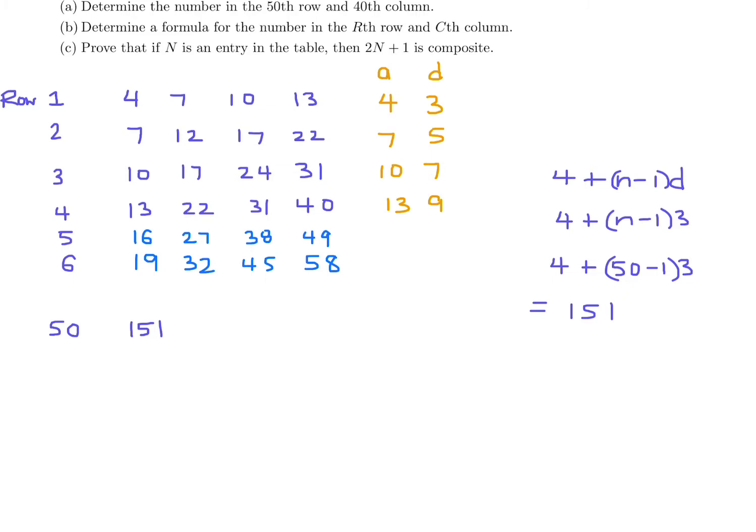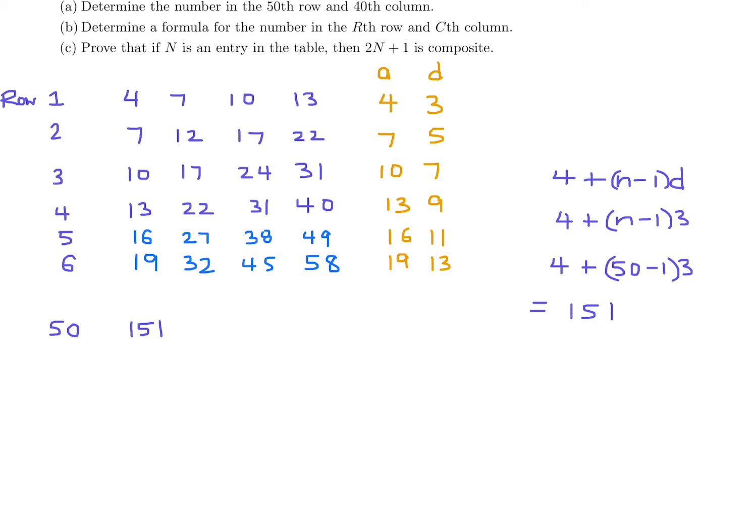Now, I want the 40th column. This was the first column. They want the 40th column. Okay, to get the 40th column, I obviously need to know the D for this row. Well, let's go back to our A's and D's here. This is 16, and the D in this case is 11. And this is 19, and the D in this row is 13. As you can see, the D's are going up by 2 every time. I think that's a pretty clear pattern.